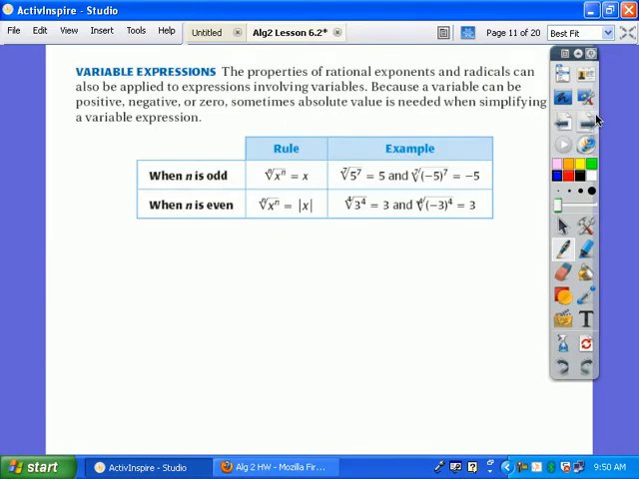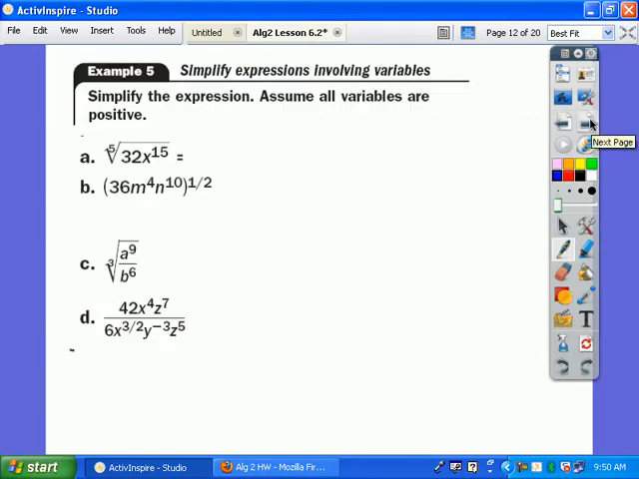All right. So now what we're going to do is throw in variables. So once we understand how to do this with numbers, let's make it more difficult on ourselves. We'll throw in variables.